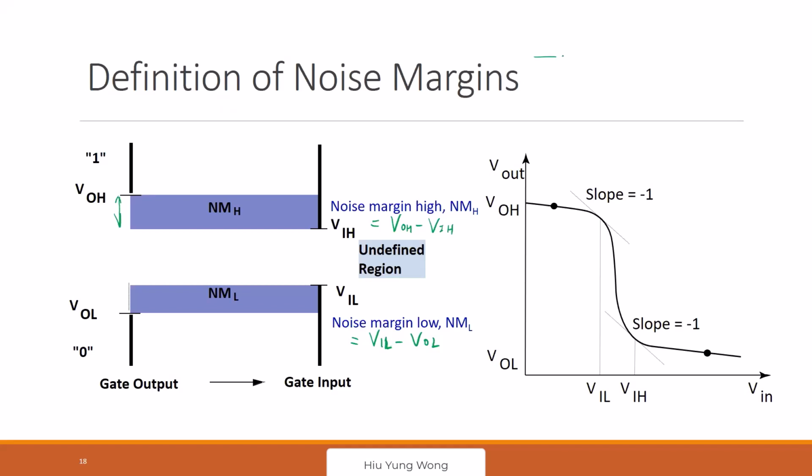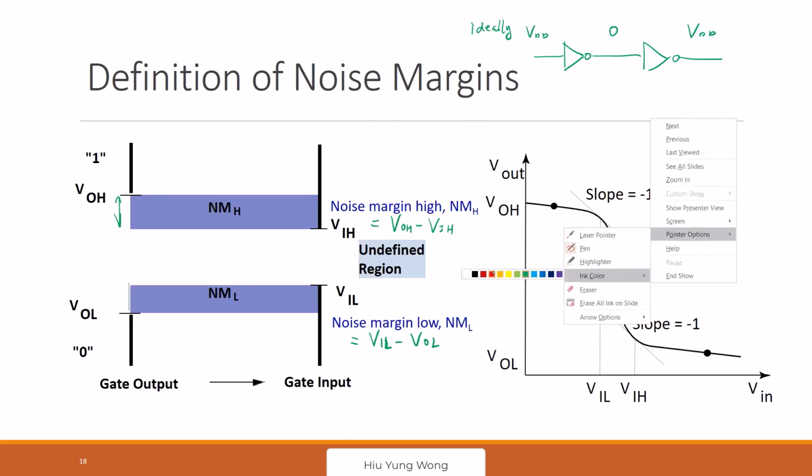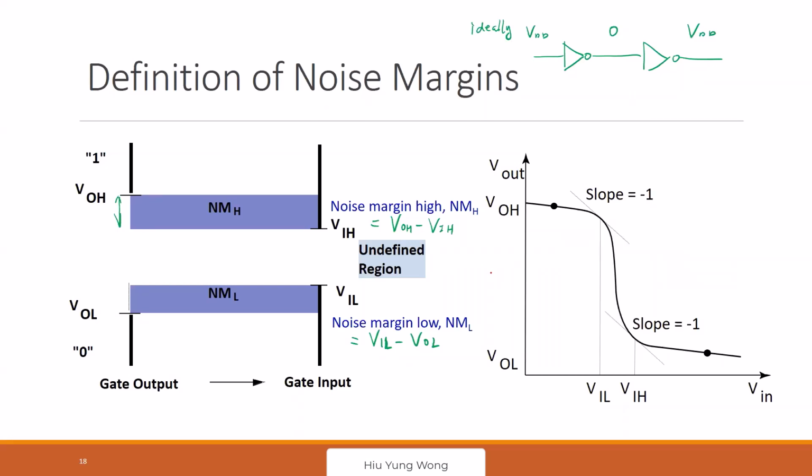Think about an inverter train. Ideally, if I put 5 volt here, let's say, let me use VDD. Let's say if this is VDD, I hope this output to be 0 and this to be VDD. Correct? Any question about this? No problem. But unfortunately, I may capacitively couple to a noise.